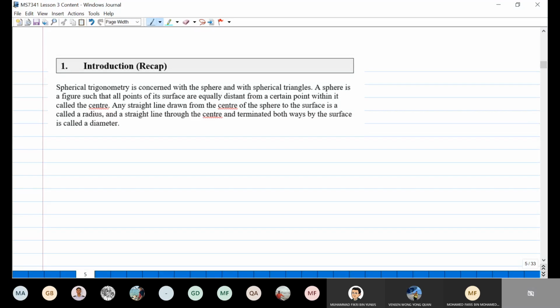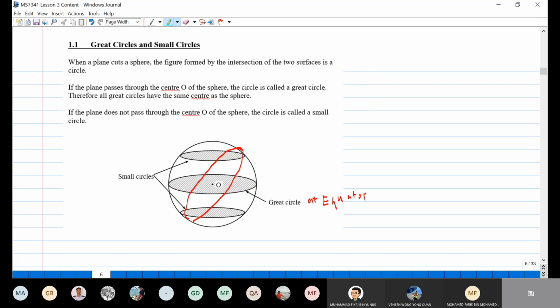So what is a great circle? Any straight line on the sphere is actually a circle. Okay, a straight line drawn from the center of the sphere to the surface is called a radius first. Otherwise, there's a diameter. A sphere is a figure that is an equal distance from the center. Okay, everybody knows this, so I don't talk about this anymore. This is what I want to make sure that everybody understands.